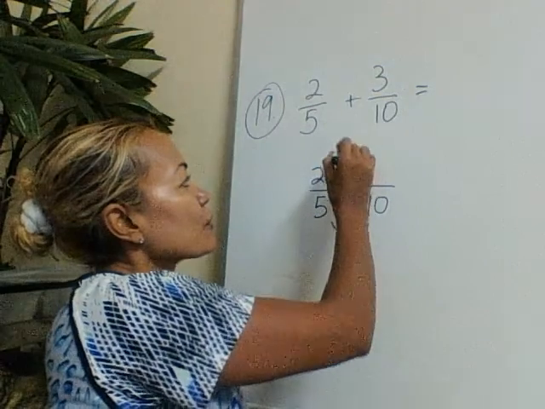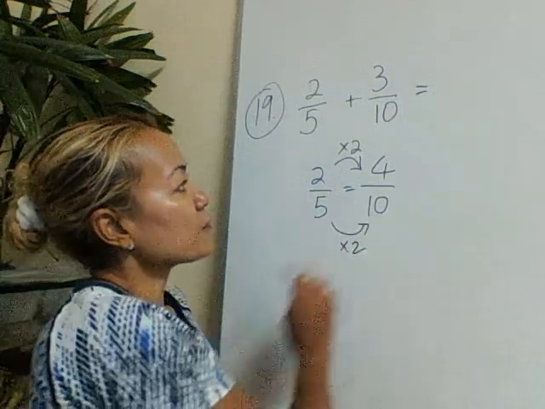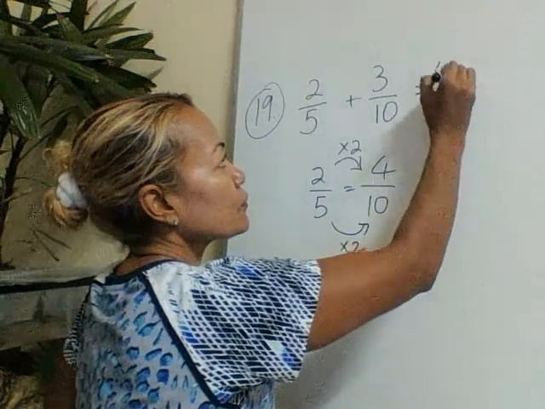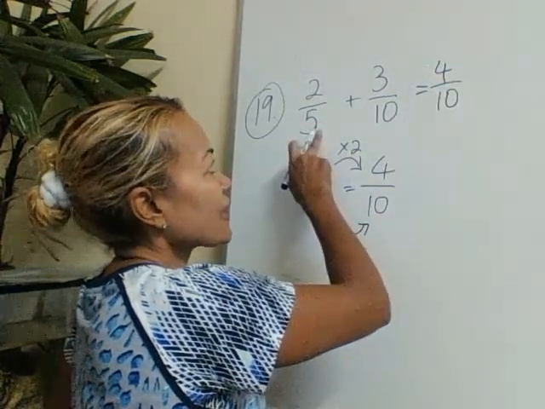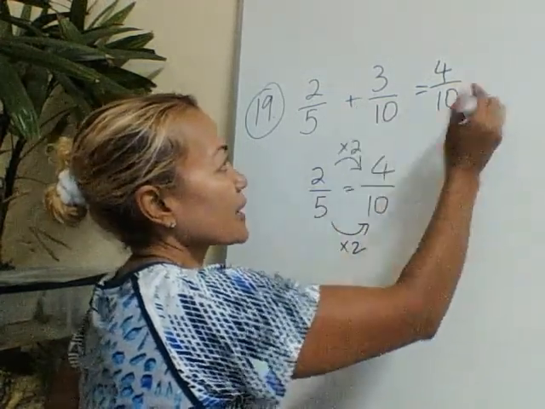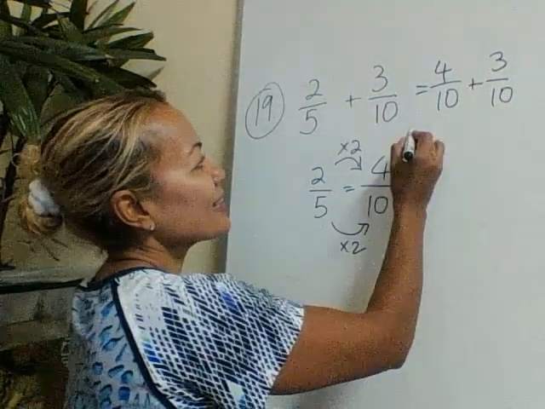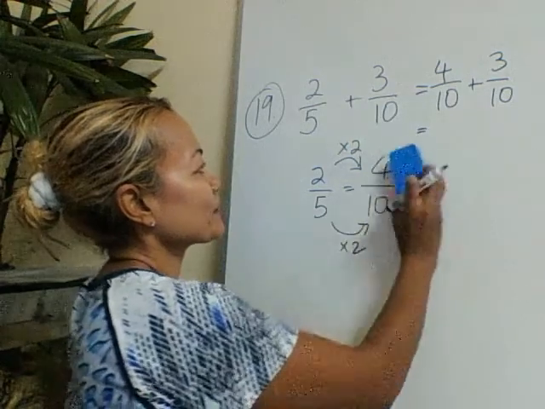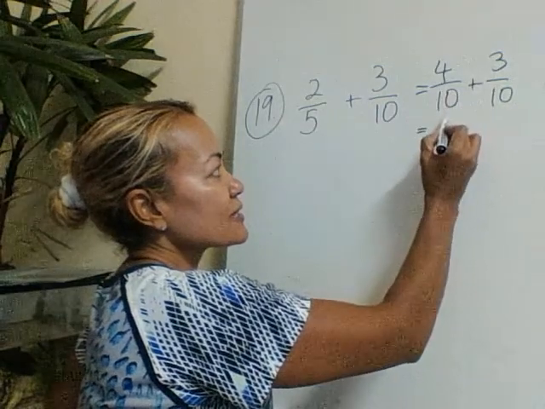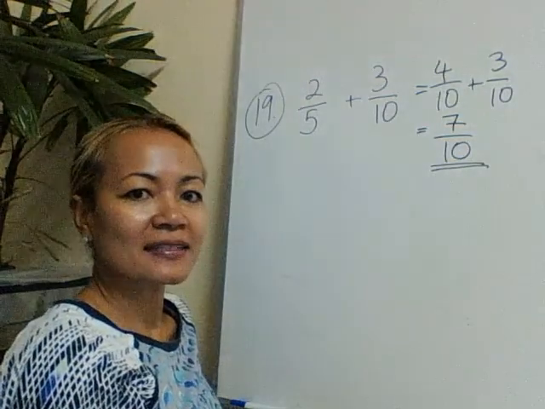You have to do the same thing with the numerator, the number on top. 2 times 2 is 4. So now we have 4 over 10. This number is the equivalent fraction, 4 over 10. So we've converted that to a fraction with the denominator of 10. Plus we add this one here, 3 over 10. Right? 4 plus 3 is 7. 7 over 10. And that's your answer. 7 over 10.